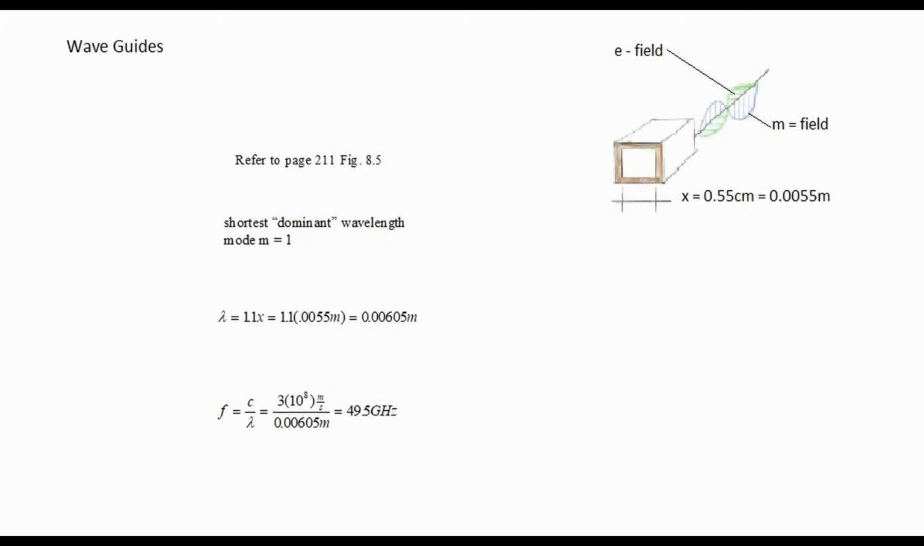Here is another example to find the shortest dominant wavelength, or else the highest frequency that we can put through the waveguide. Once again, first find the wavelength and then the frequency, in this case 49.5 gigahertz. Also, I should mention that all these calculations must be done in meters. If the dimensions are given to you in centimeters, first convert to meters before applying the formulas.